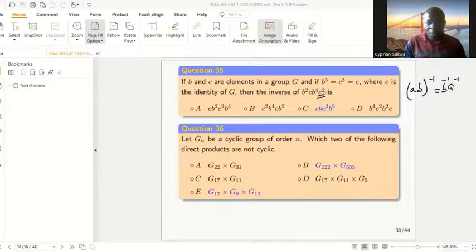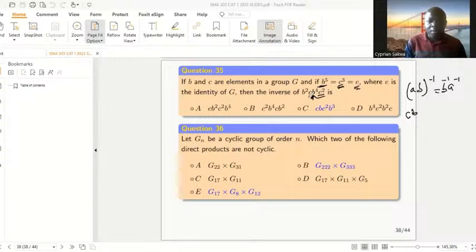So we are looking for a number which, when multiplied by C raised to 2, gives you C raised to 3, because C raised to 3 is E. So for me to get C raised to 3, I need to multiply this C squared by C. Now, for me to get an E here, I need to multiply B raised to 4 by B, so that I get B raised to 5, because B raised to 5 is E. I need to multiply this one by B.